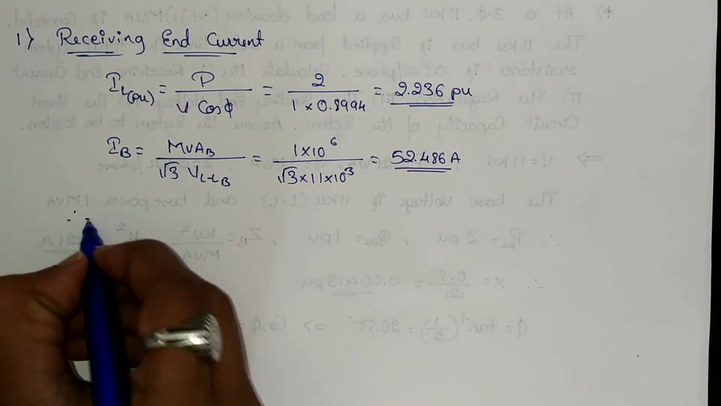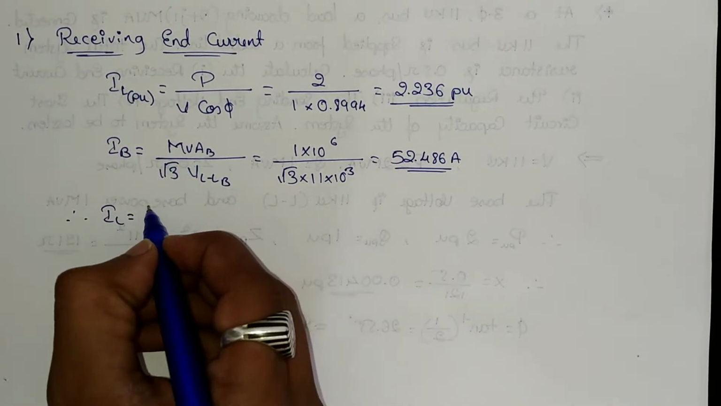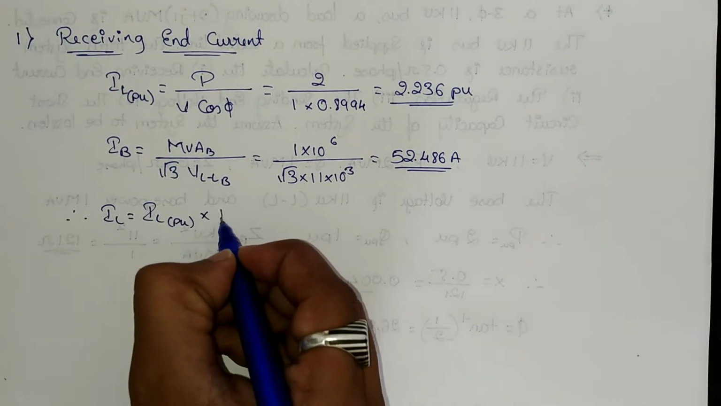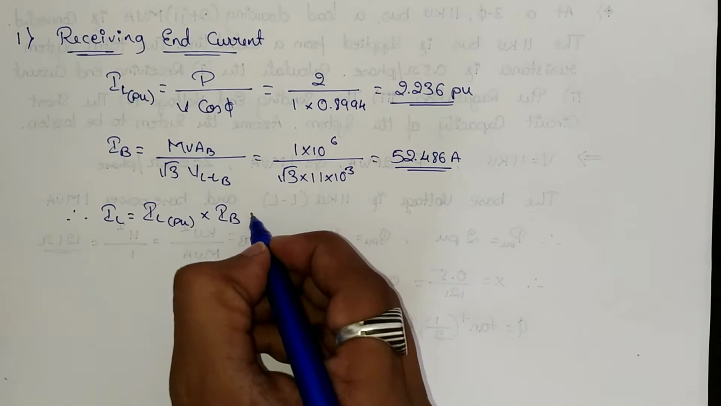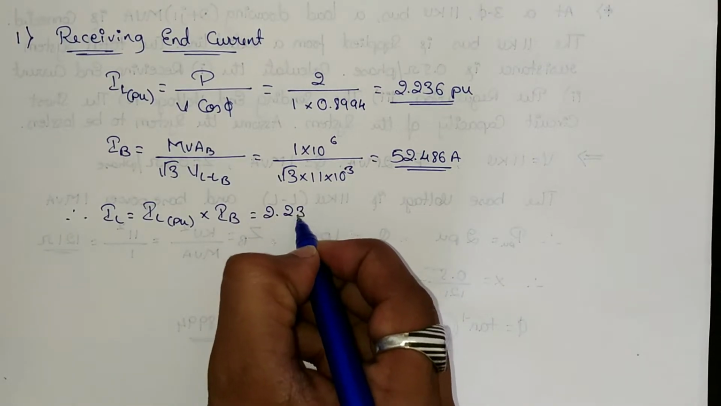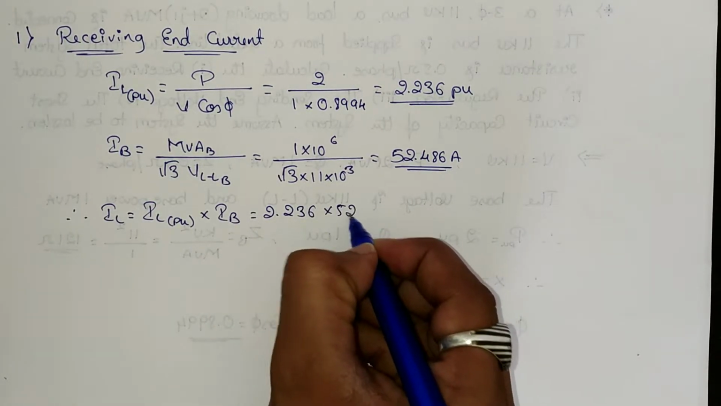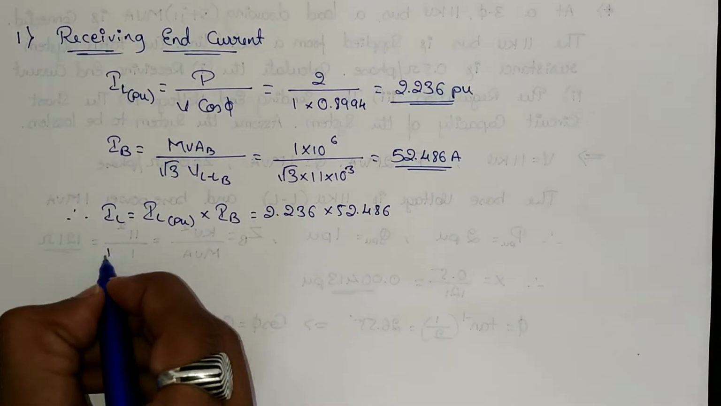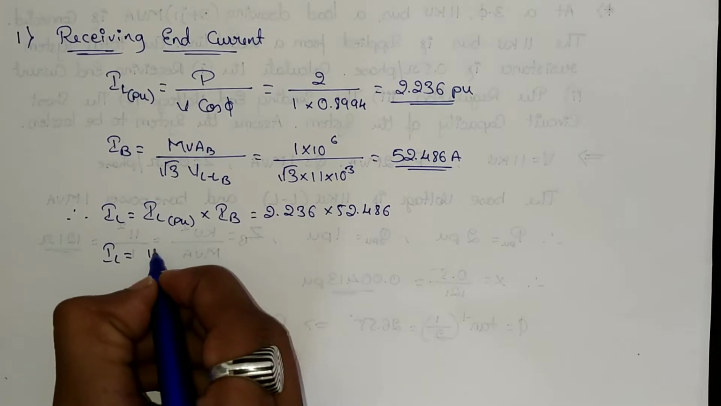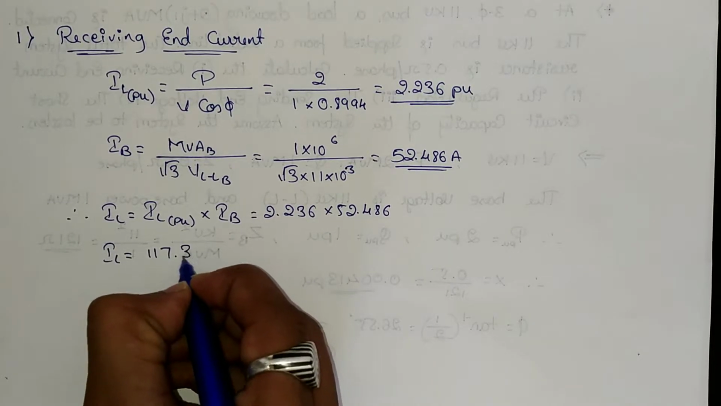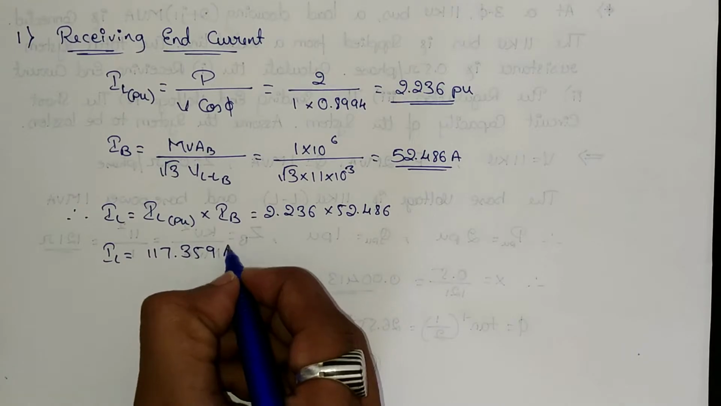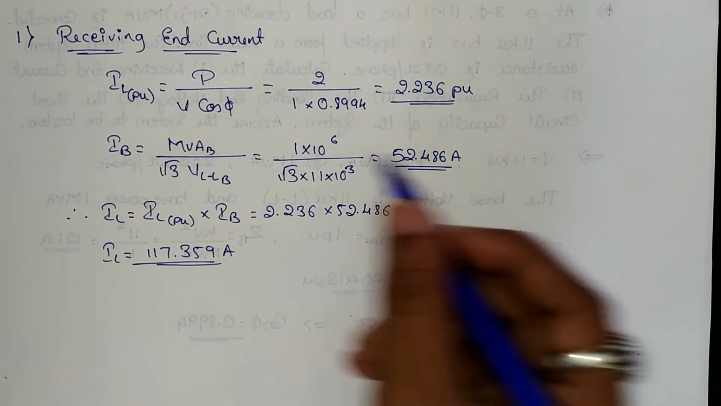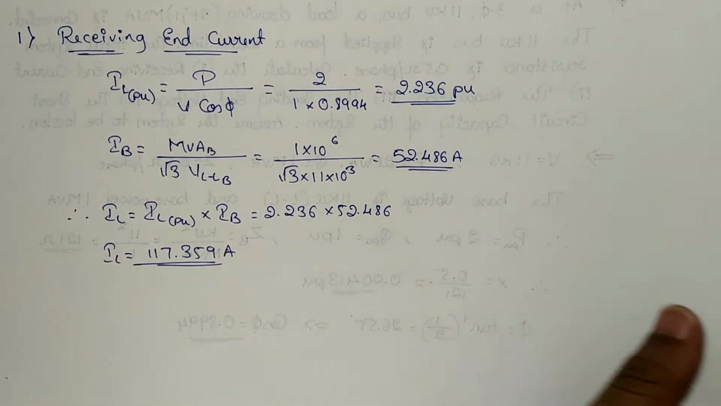Now, therefore, the value of IL is equal to IL per unit into IB, which is equal to 2.236 into 52.486. The value of IL is equal to 117.359 amps. This is the value of IL, the receiving end current.